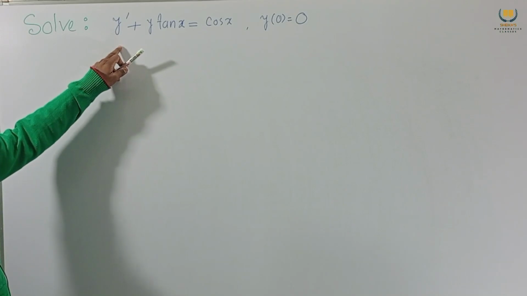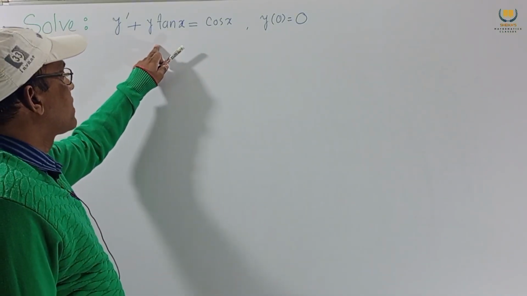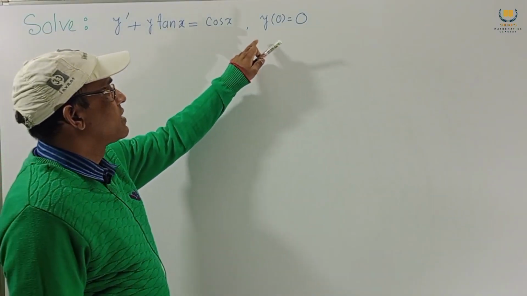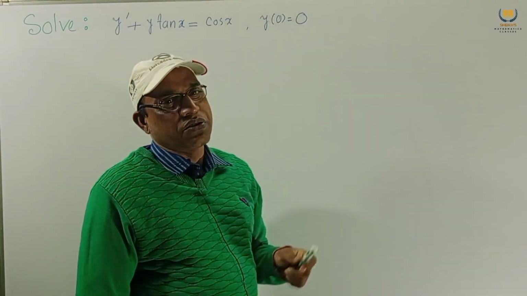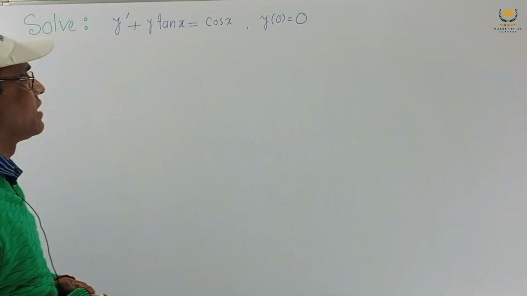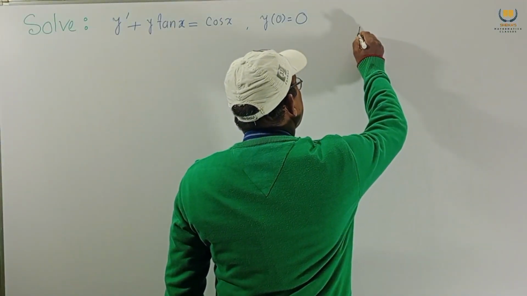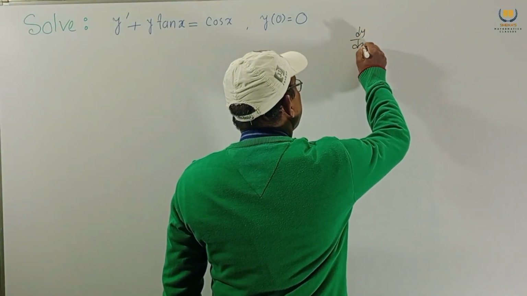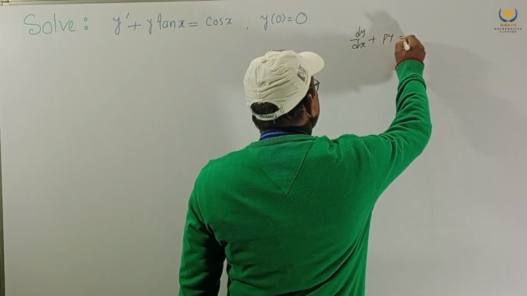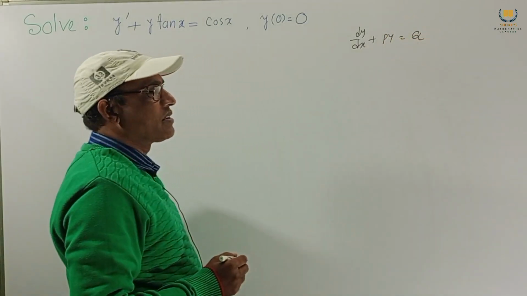Solve y' + y tan x = cos x, with the initial condition given y(0) = 0. Now we have to solve this linear differential equation. We know the linear differential equation dy/dx + Py = Q. This is our linear differential equation.